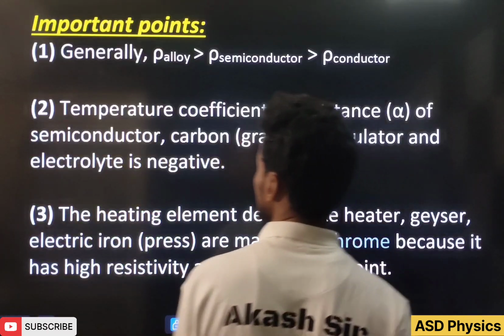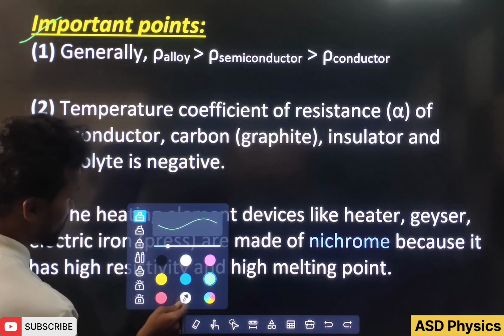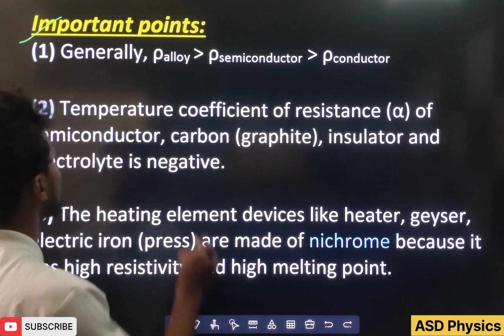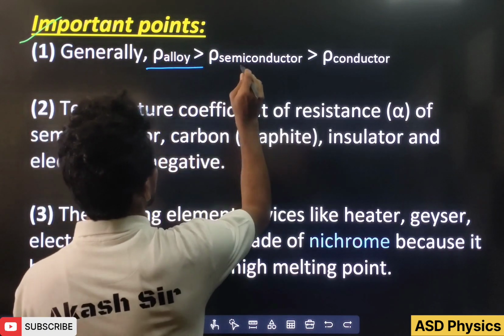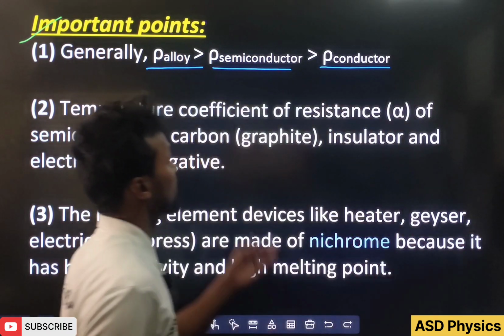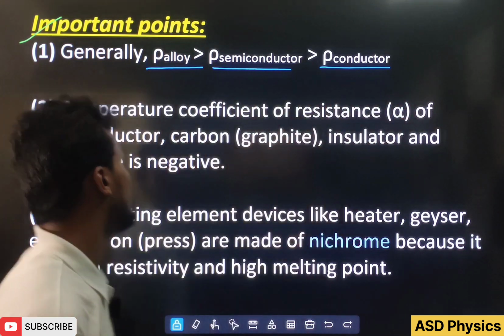Great. Some important points. Let's see one by one some important points, students. Very, very important, because questions used to come from here. Generally, the resistivity of an alloy is more than that of a semiconductor, which is more than that of a conductor. So please remember that the resistivity of the alloy is the maximum, and the conductor is the minimum.